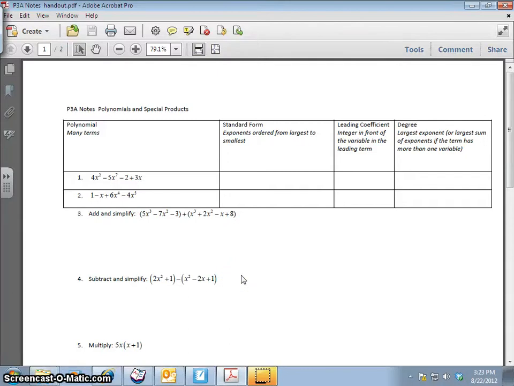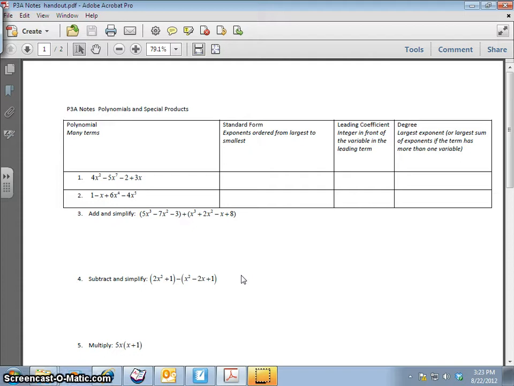Today we are doing the first half of section P3, polynomials and special products. The word polynomial means many terms, so we're looking at expressions that have many terms.